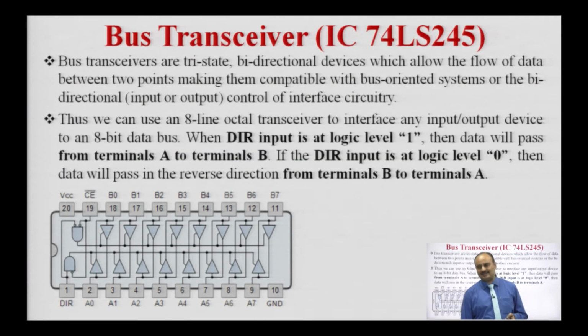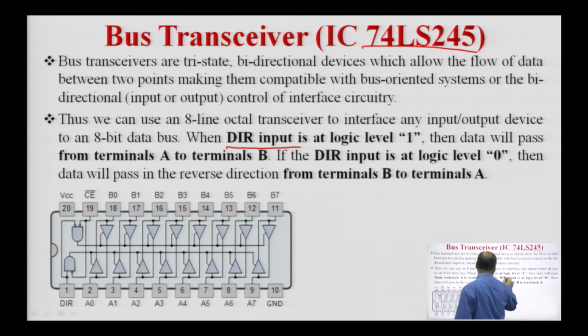Next is the bus transceiver. The IC is 74LS245. Bus transceivers are tri-state bidirectional devices which allow the flow of data between 2 points. It is bidirectional, so we need to connect the bus transceiver to the data bus. It also has 2 groups, that is A0 to A7 and B0 to B7. The direction of the data from input to output depends upon this DIR input.